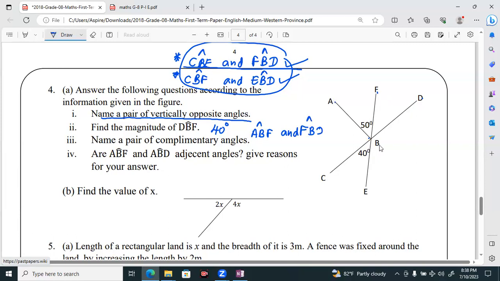ABF angle and ABD angle. Are they adjacent angles?